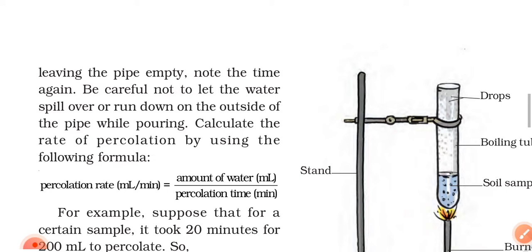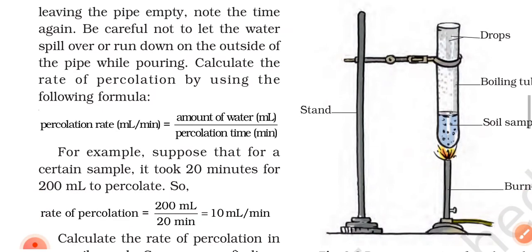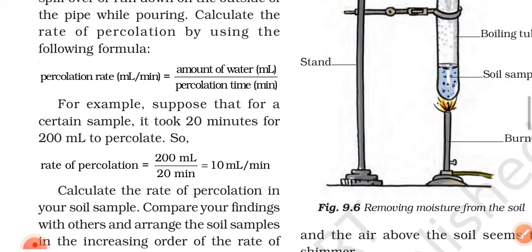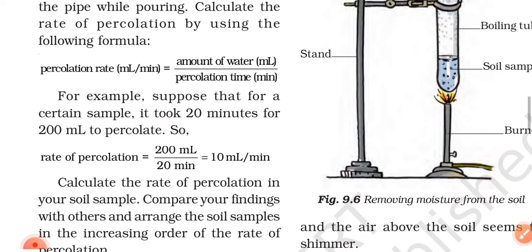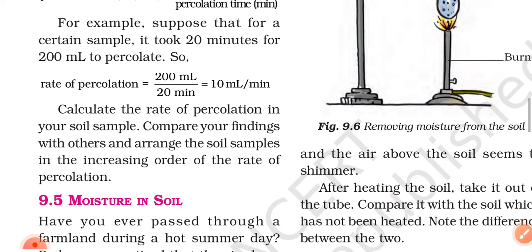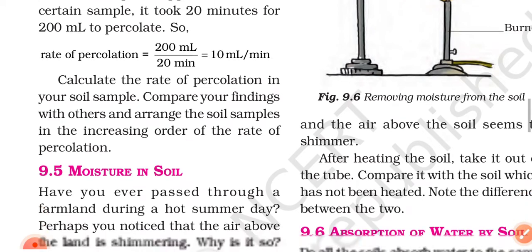Calculate the rate of percolation by using the following formula. Percolation rate in milliliter per minute equals the amount of water in milliliter divided by the percolation time in minutes. For example, suppose that for a certain sample it took 20 minutes for 200 milliliter to percolate, so the rate of percolation is 200 milliliter by 20, that is 10 milliliter per minute. Calculate the rate of percolation in your soil sample. Compare your findings with others and arrange the soil samples in the increasing order of the rate of percolation.